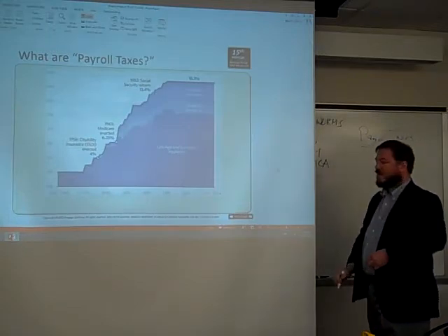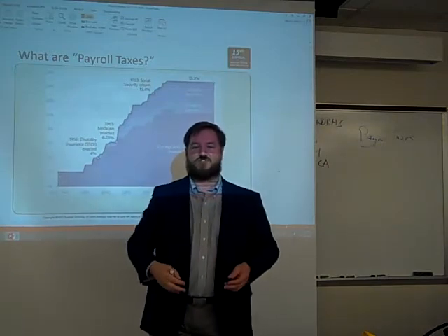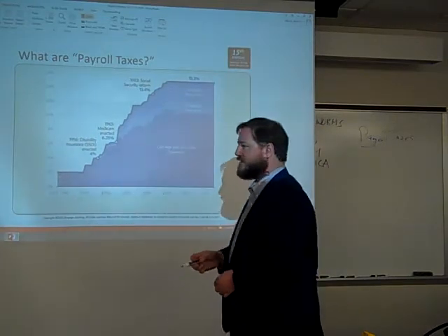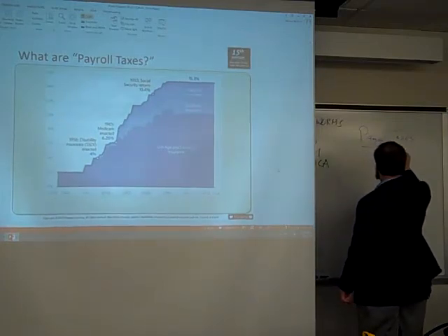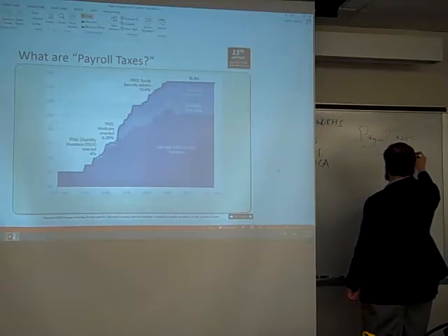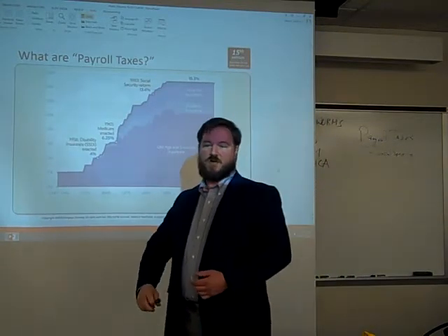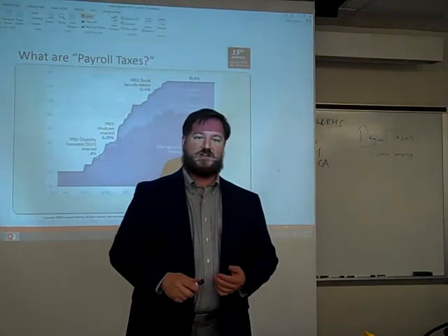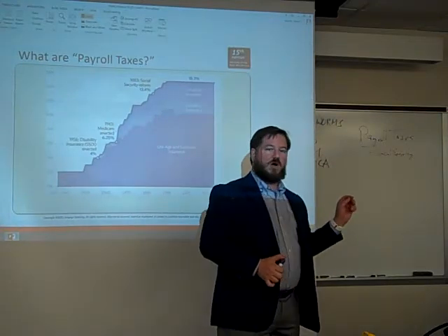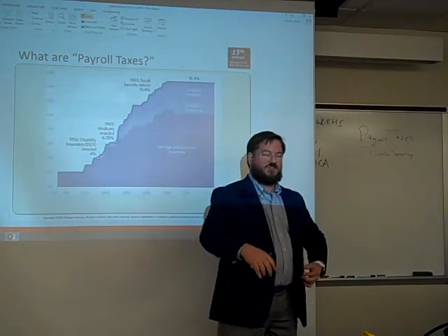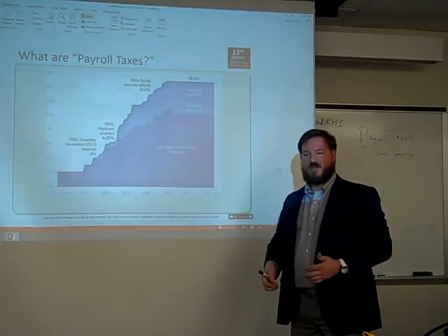Payroll taxes were first instituted in 1937 to pay for Social Security. Social Security is a program which funds payments in old age to people over 65. So this sends checks to people over 65. How do they send those checks? By placing payroll tax on people who are working today.